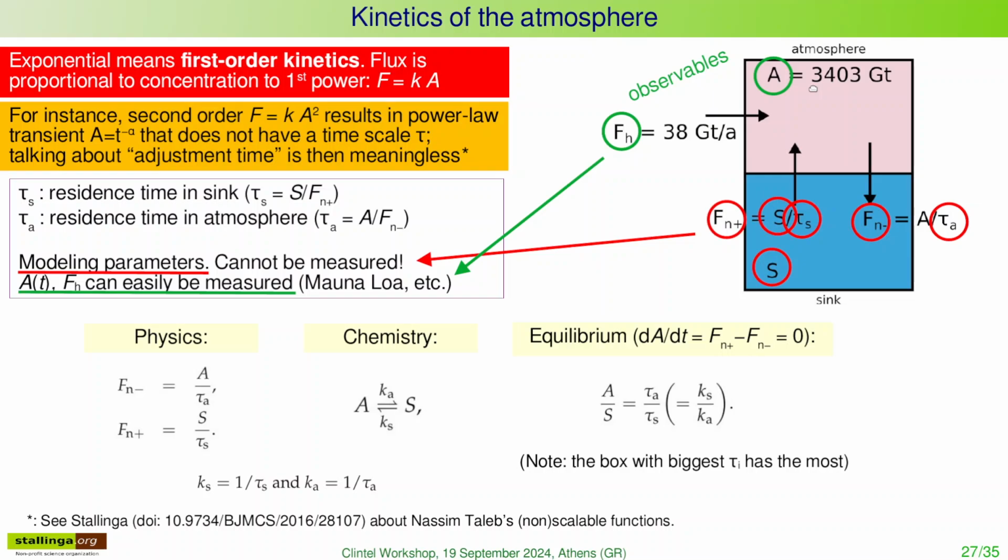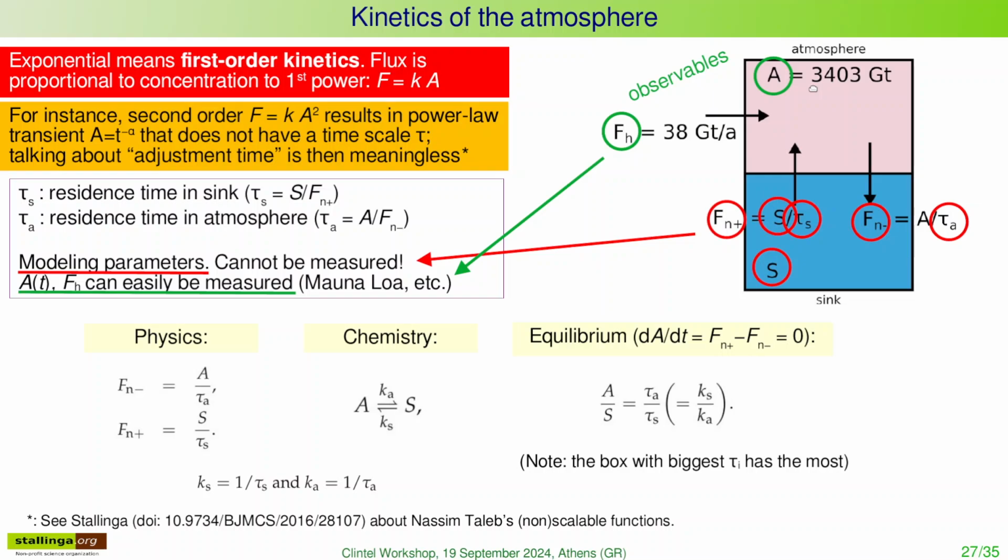Or in chemistry, we have a system where atoms, molecules from the atmosphere and the sink are in a kinetic system, and they have kinetic constants Ka and Ks. Note that Ks is 1 divided by tau s and Ka is 1 divided by tau a. If we do equilibrium, it's very simple. Then the sum of fluxes must be 0. And this then gives us a ratio between how many moles of molecules are in the atmosphere and in the sink.